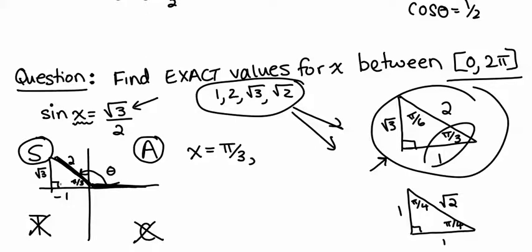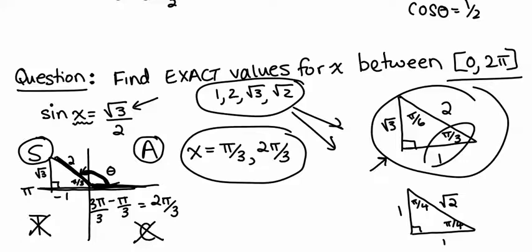So since we know the whole way around is pi radians, and this section's pi over 3, we just have to do pi take away pi over 3 to figure out what theta is here. So if I make my denominators the same, that equals 2 pi over 3. So I have two answers for this question. In the interval between 0 and 2 pi, I have these two answers.